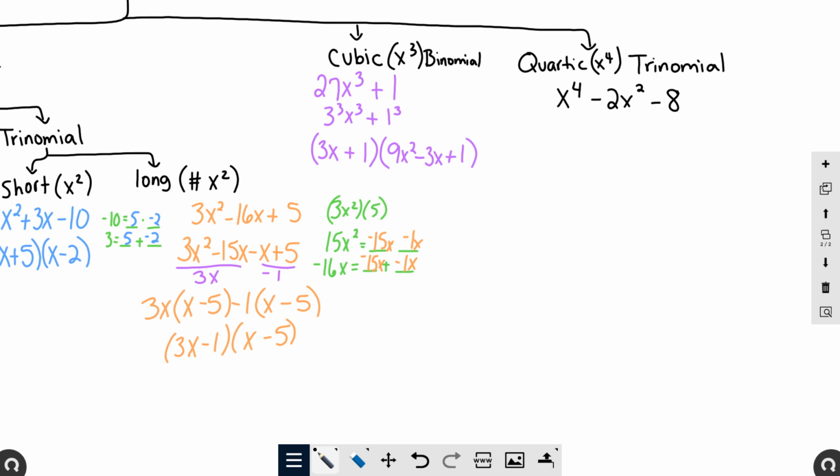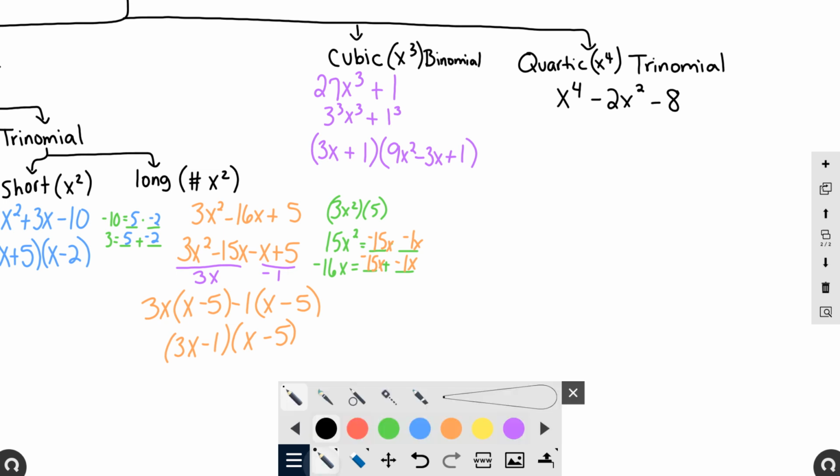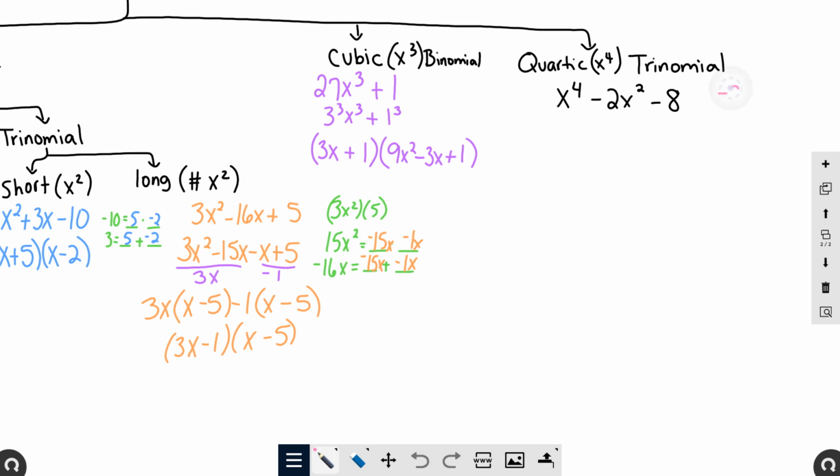Start like a short trinomial, then look for difference of squares. That's it. Okay, short trinomial. We have to figure out what multiplies to be the last, what adds to be the middle.